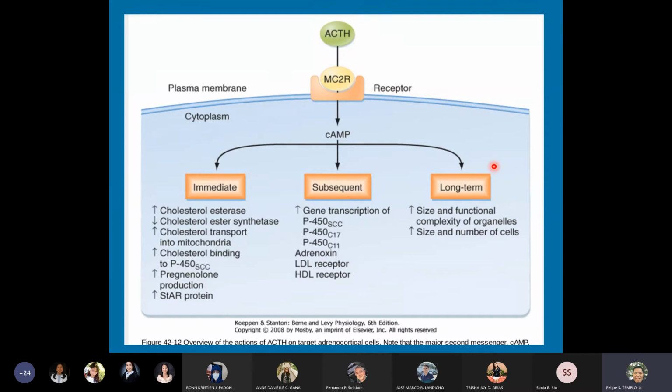Now, your question is how the ACTH from your pituitary gland actually stimulates your adrenal, your zona fasciculata. Their intermediate action is they can increase your cholesterol esterase, which is an enzyme, the ester synthase, your StAR protein. In subsequent levels, they can also increase your LDL receptor, your HDL receptor, which is important as a precursor. In the long term, they can also increase the size and complexity of the organelles necessary for biosynthesis, so they can increase the size of your mitochondria, maybe the complexity of your cytoplasm.